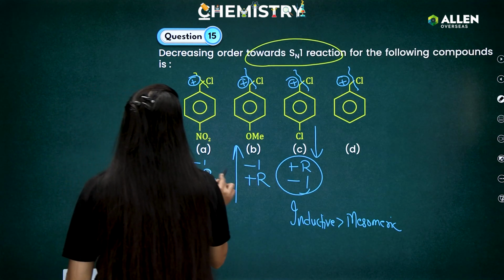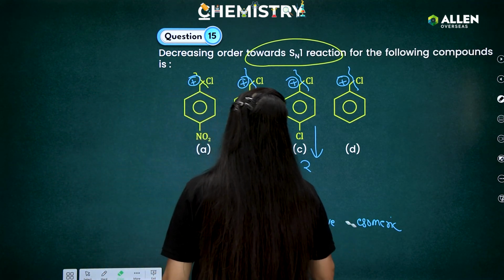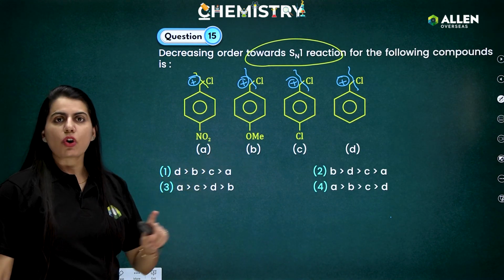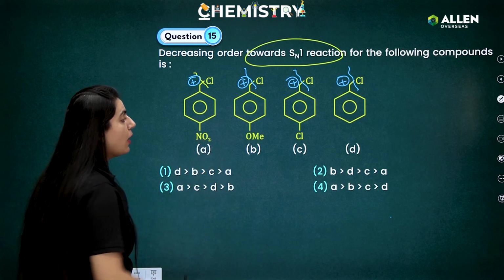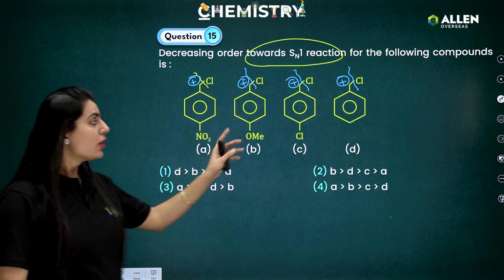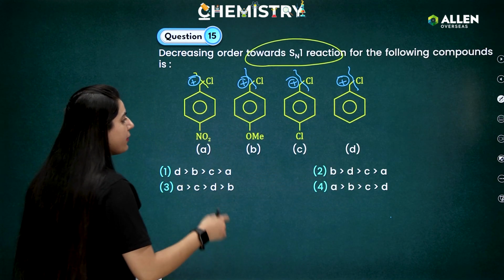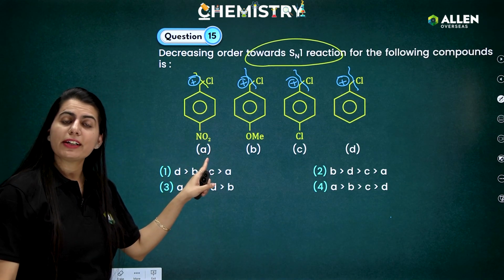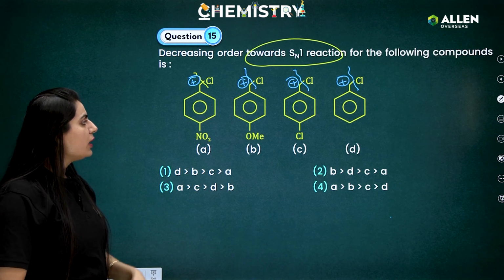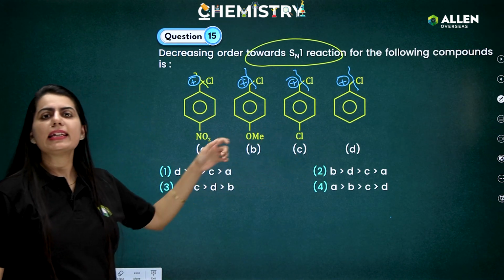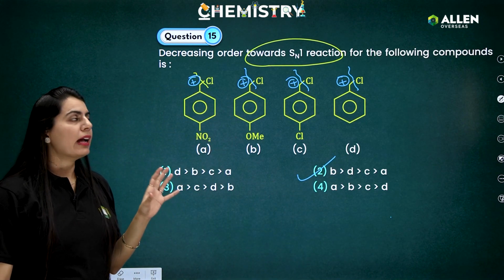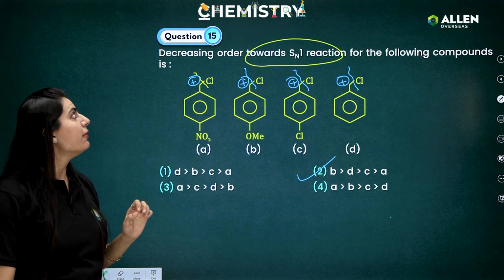Okay, so if I finally mention now, what will we be getting? If you see finally, you can clearly see the best is option number 2, which is +M. Followed by that, this is also deactivating, this is also deactivating. So next will be D. So after B, we have D. Then this is more deactivating because of -I -M, but this is slightly less deactivating. So we'll be having B, D, then C, and then A. So B, D, C, A, that will be our correct answer for this particular question number 15.